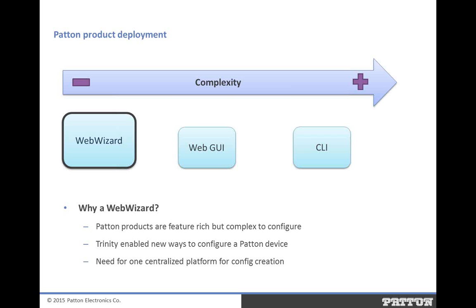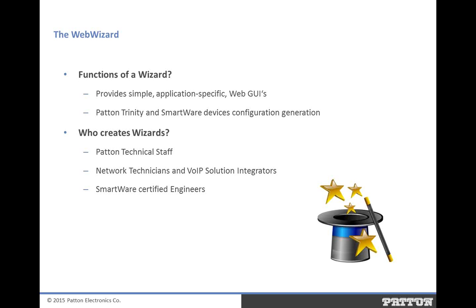Also, we said it would be good to have a centralized platform where configuration templates could be shared. So what are the functions of a wizard? A wizard is providing a simple GUI for the installer, for the user, setting up a patent device, which can be application specific, which makes it simple and easier to do a configuration on a device. Now, what a wizard is doing as well, it's generating a config file for either a Trinity or a smartware device.